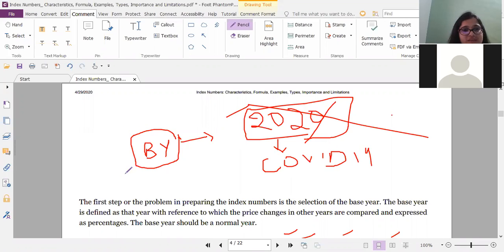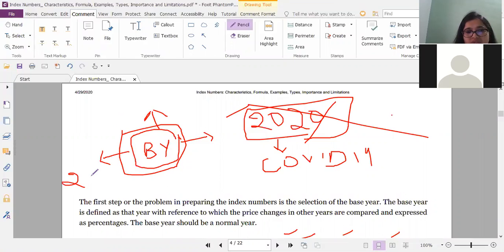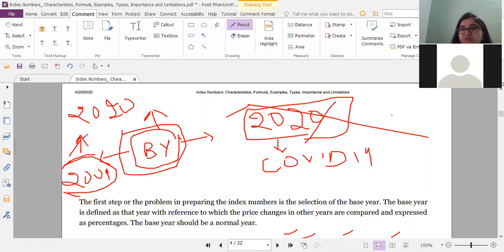So base year is always taken into consideration to find out how the prices are changing in the economy with respect to this base year. For example, supposing we are taking 2009, we had a very good time in 2009. So if we take 2009 as a base year, then we'll see how the prices are changing in 2020 with respect to 2009. So 2009 will be our base year, right? This will be used for comparing the price change. How are they changing in 2020 with respect to 2009, right? This is basically the purpose of base year.